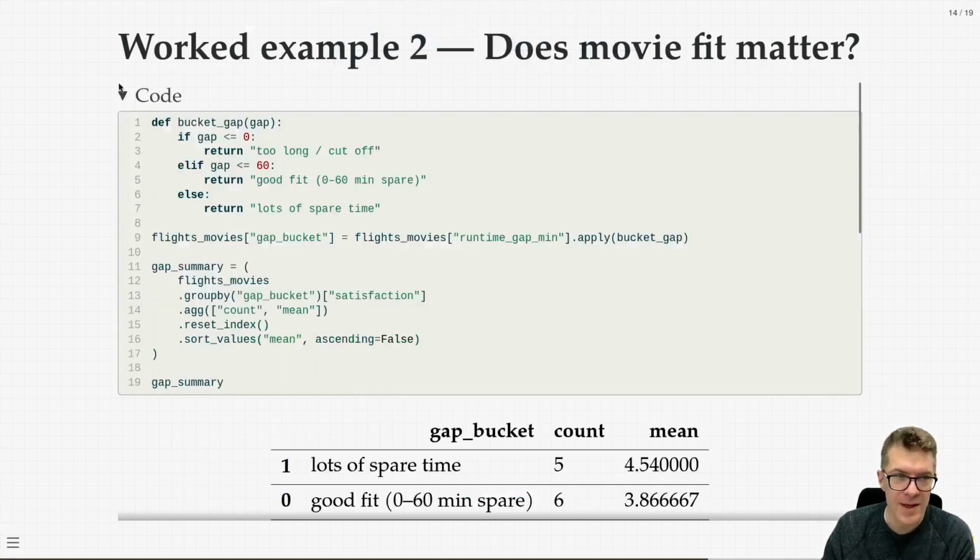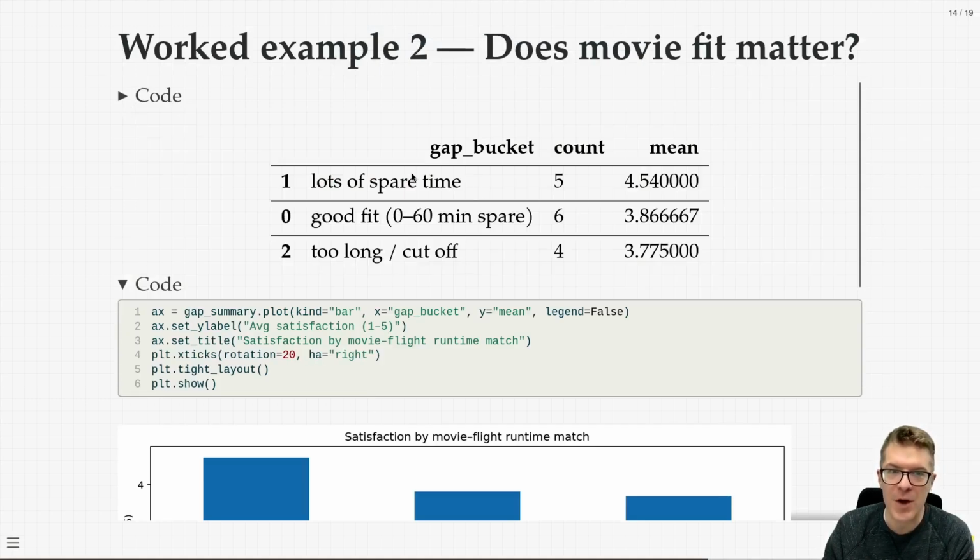So yeah, there's the gap summary I just computed a moment ago. I have 5 instances of lots of spare time. So in the group with the label lots of spare time, there are 5 instances of flights that fall into that particular gap bucket. And then the average satisfaction score is 4.54.